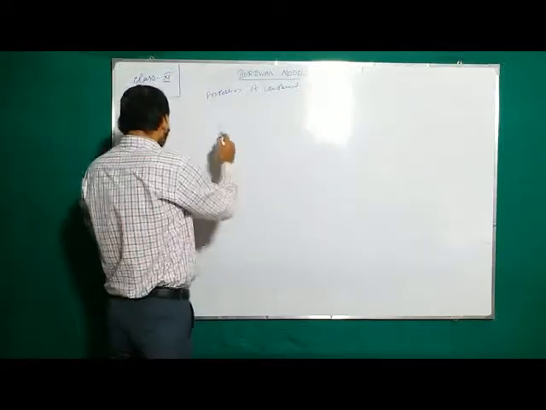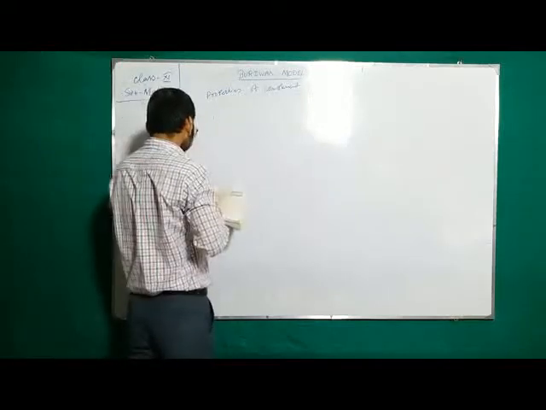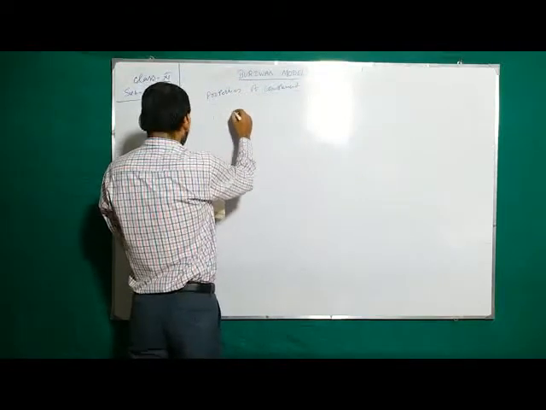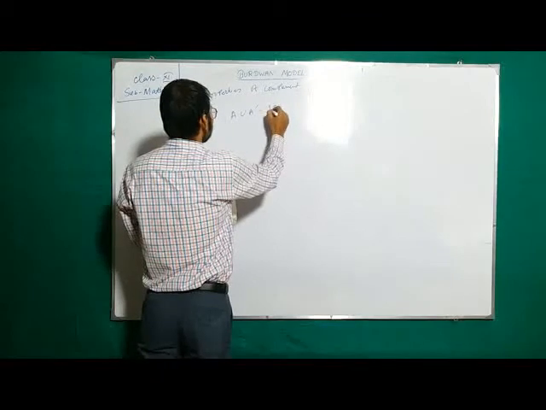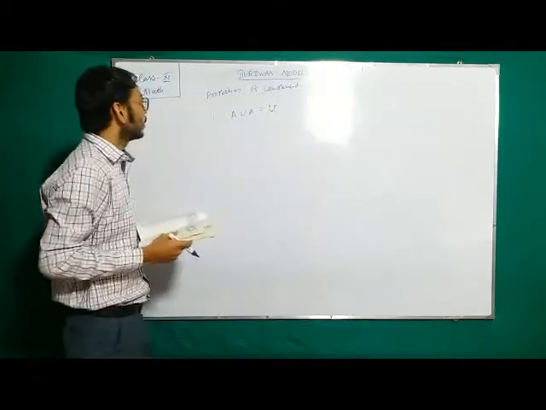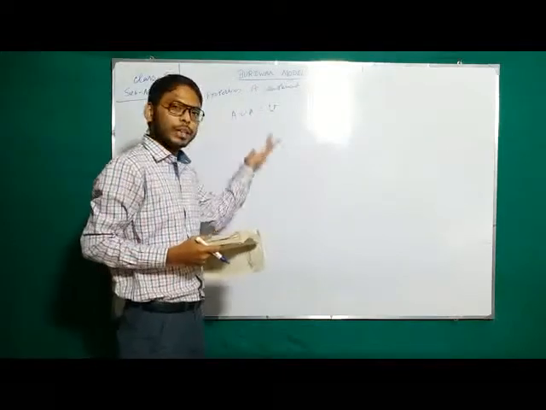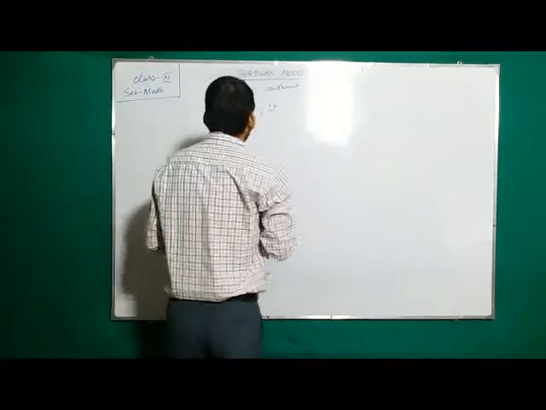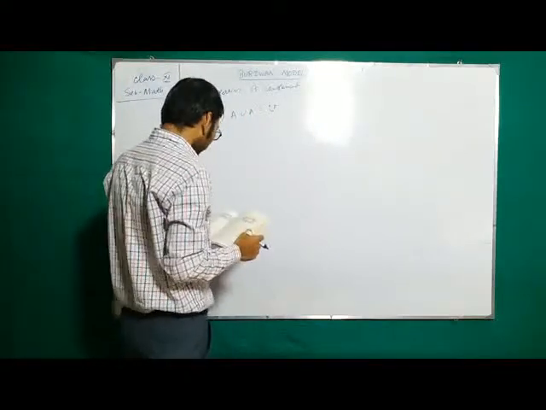First of all, the complement property, complement law. It is given in your book. A union A complement equals the universal set. If you do the union of the set with its complement, we can find it will give the universal set.